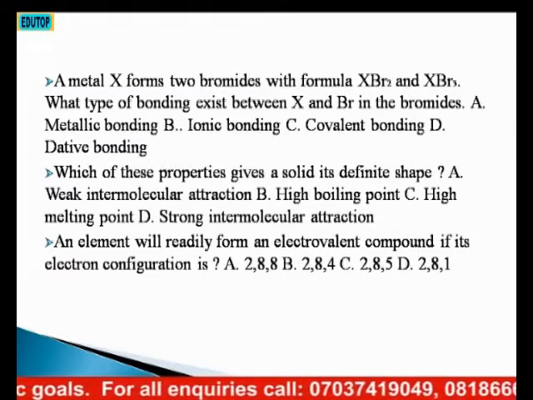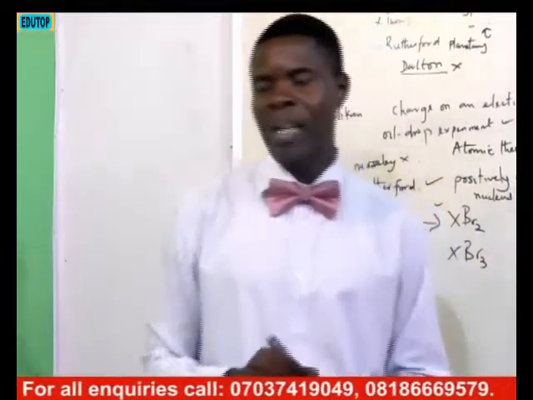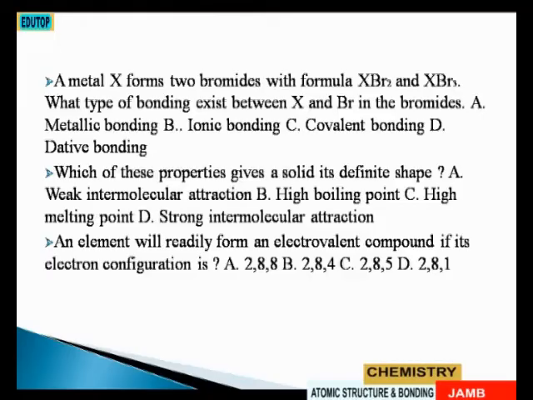Option B, which is ionic bonding, because ionic bonding is also the same as what? Electrovalent bonding. Question 7. Which of these properties gives a solid its definite shape?